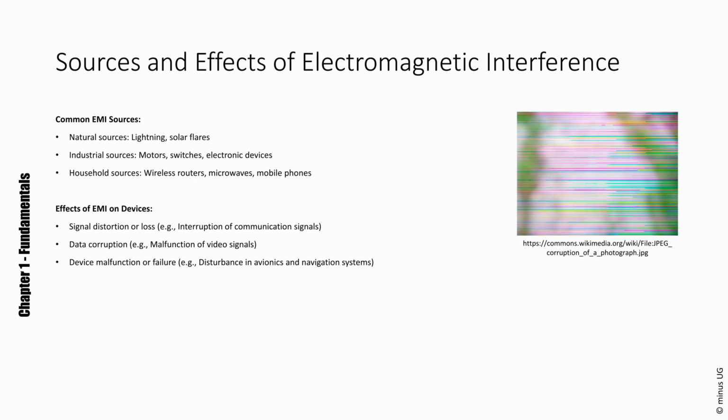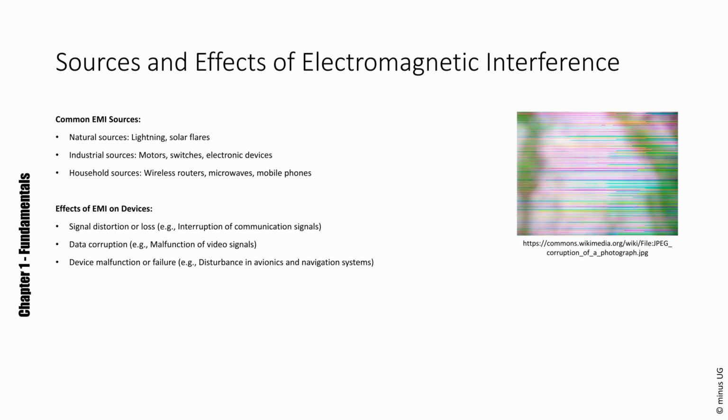In industrial settings, sources of EMI often include motors, switches, and various electronic devices, all of which can emit electromagnetic noise during operation. Household sources are increasingly prevalent and include everyday devices such as wireless routers, microwaves, and mobile phones. These sources, though commonplace, can contribute to a crowded electromagnetic environment, leading to potential interference with other electronic devices. Effects of EMI on devices.